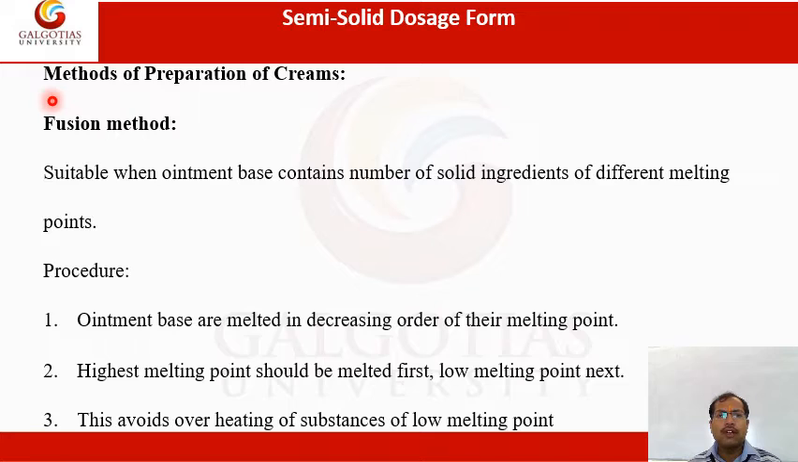Now we will discuss the method of preparation of creams. Fusion method is a well accepted method used to prepare a pharmaceutical cream. It is suitable when the ointment base contains a number of solid ingredients of different melting points. In this preparation method, ointment bases are melted in decreasing order of their melting point. The highest melting point should be melted first, followed by the low melting point. This avoids overheating of substances of low melting point and prevents their degradation.